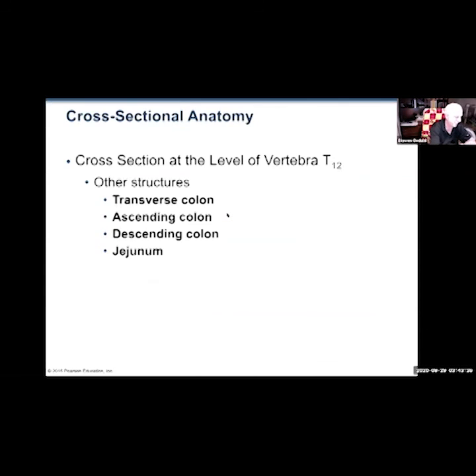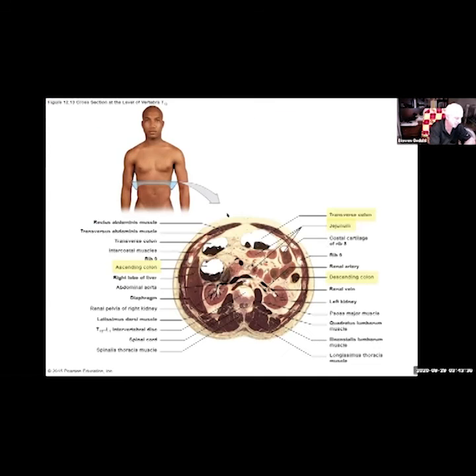And we'll identify the different parts of the colon here, the large intestine. You have the transverse colon, ascending, descending, and jejunum. Jejunum is actually part of the small intestine, which we'll go over. So here's your ascending colon. You can see the space here. This is your transverse colon as it comes across. And this is your transverse colon on the other side as it loops across. And it starts to go down with the descending colon.